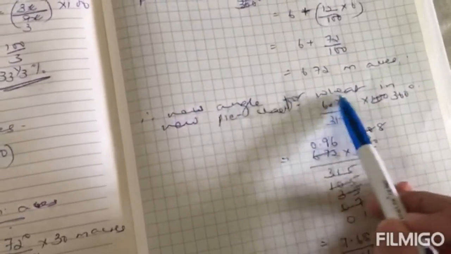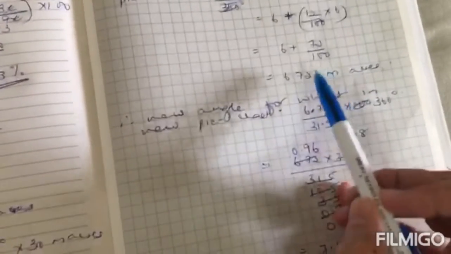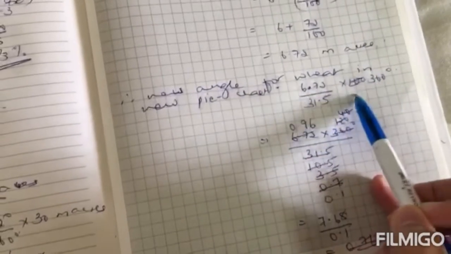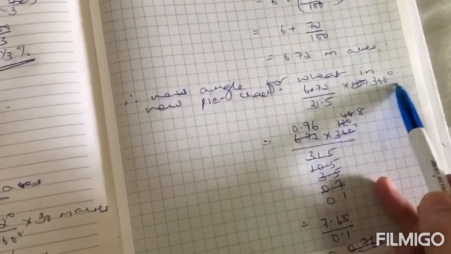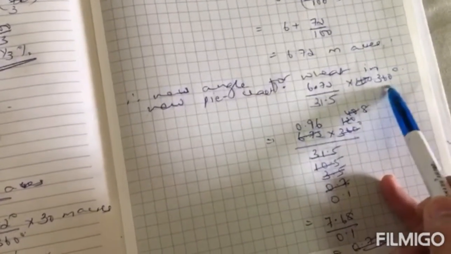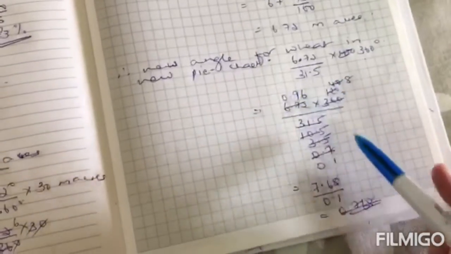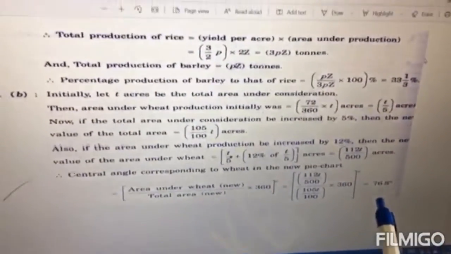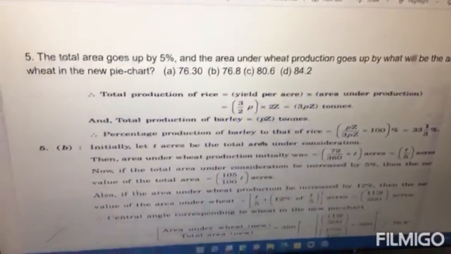Therefore, the new angle for wheat in the new pie chart would be the new area for wheat divided by the total new area into 360 degrees, not 100. 100 is used for percentage. This is for angles. Once you simplify, you will get the angle for wheat as 76.8 degrees. And that is the correct answer here, 76.8 degrees. Okay, that would be option B.